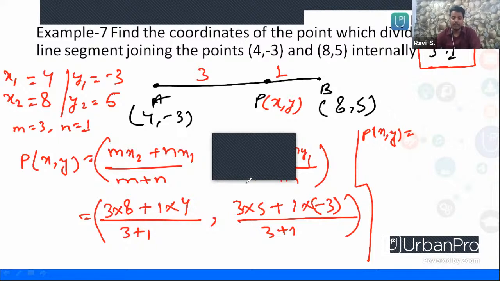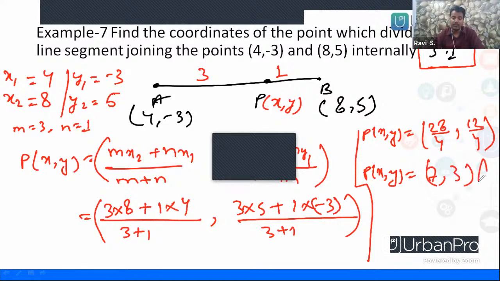28 divided by 4. I will write here 28 divided by 4. Similarly here, see, 3 into 5 will be 15. So 15 minus 3 will give you 12. So 12 by 4. Write it down. Now P x y. What will be P x y here? 7 comma 3, and this will be our answer.